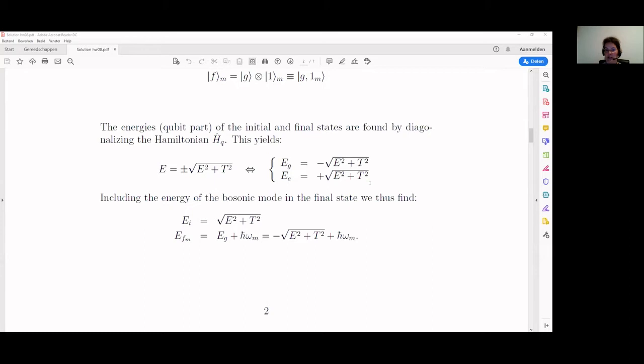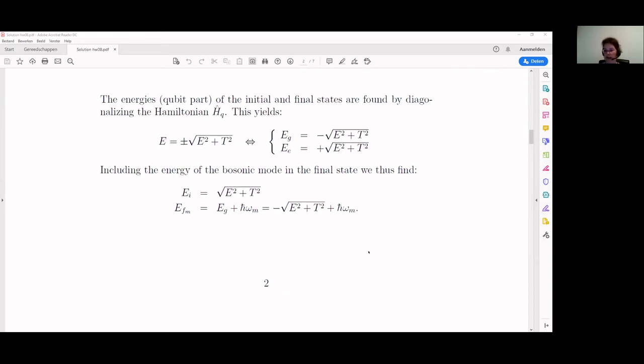And we were asked to determine the total energy of both the initial and the final state. So the initial state is easy. We said that the qubit is in its excited state. There are no bosons, so the total energy will be square root of E squared plus T squared. But in the final state, the qubit will have decayed to its ground state. That corresponds to this energy Eg that we found. And there will be one bosonic mode, which has the usual energy h bar omega n. So the total energy for the final state is minus the square root plus h bar omega n.